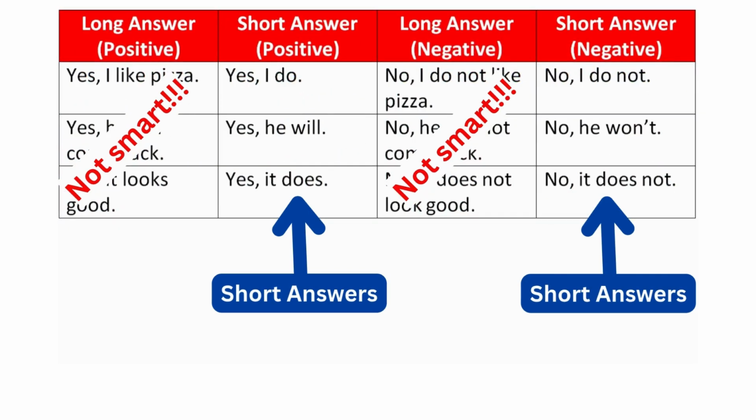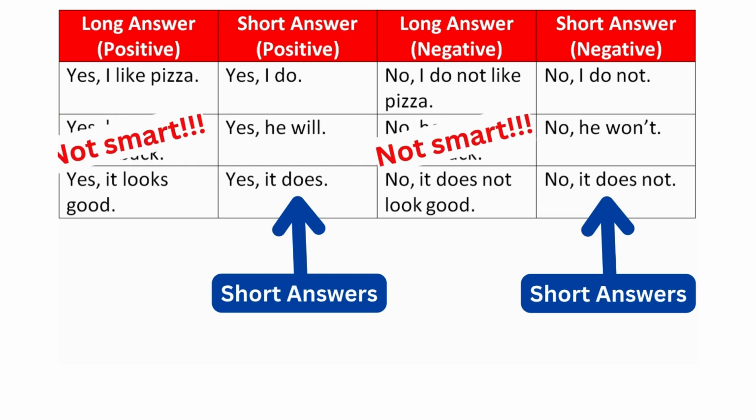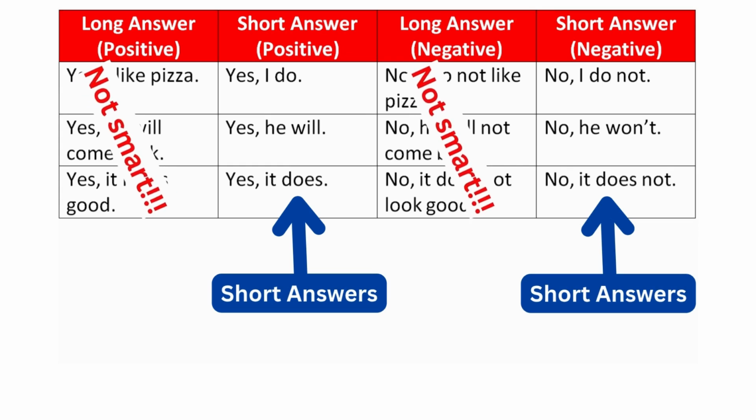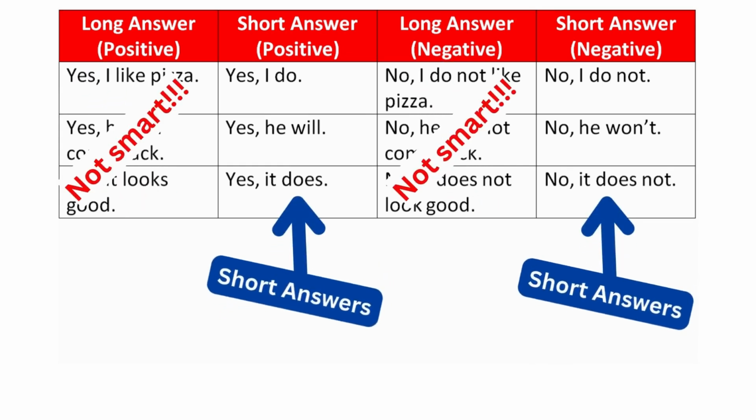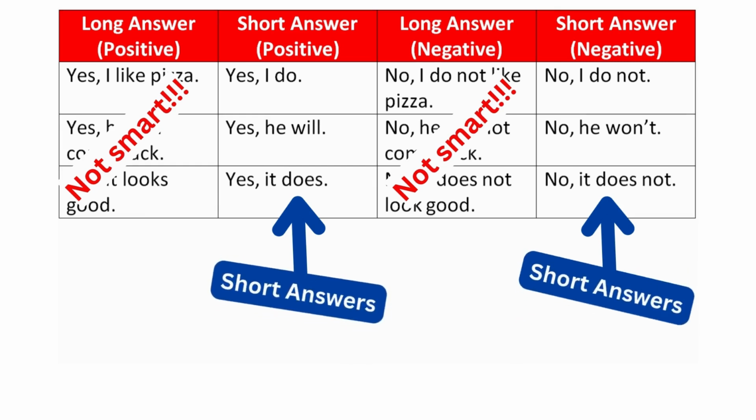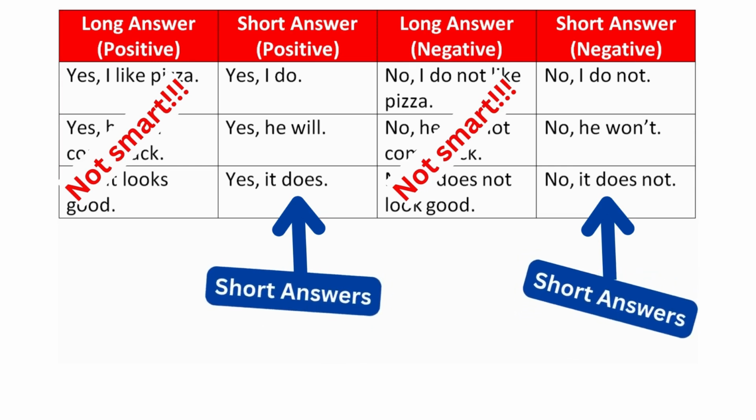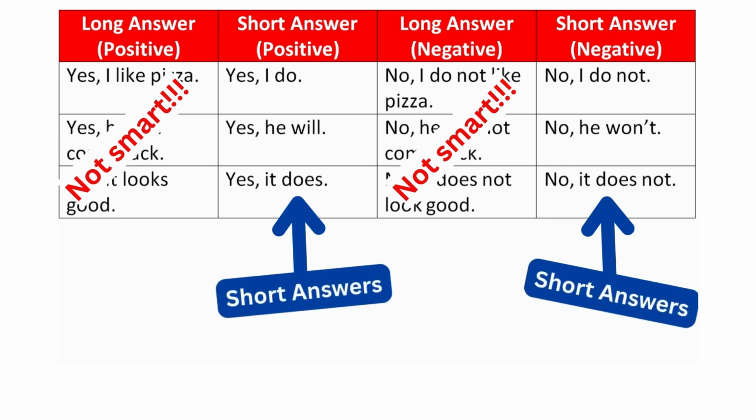Hi everyone. Today we are going to learn about a handy way to give quick and natural answers in English. These are called short answers. They help you avoid repeating information when the meaning is already clear. Let's look at some examples.